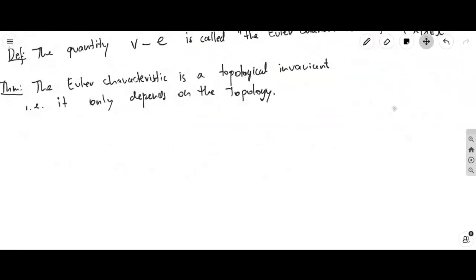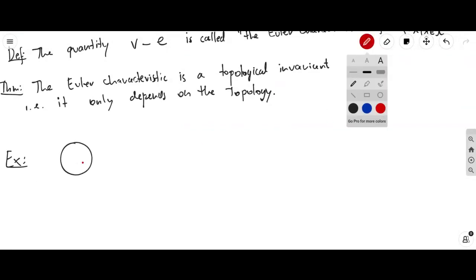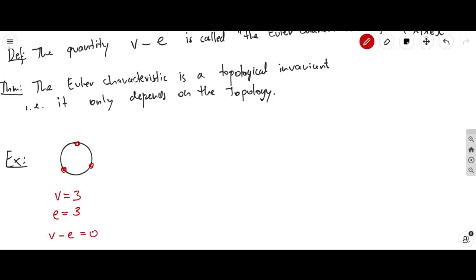So for example, just to show you an example, let's say we take the circle. If we triangulate the circle like the way we did it before, the number of vertices is 3 and the number of edges is 3. So then if you do V minus E, you would get 0.